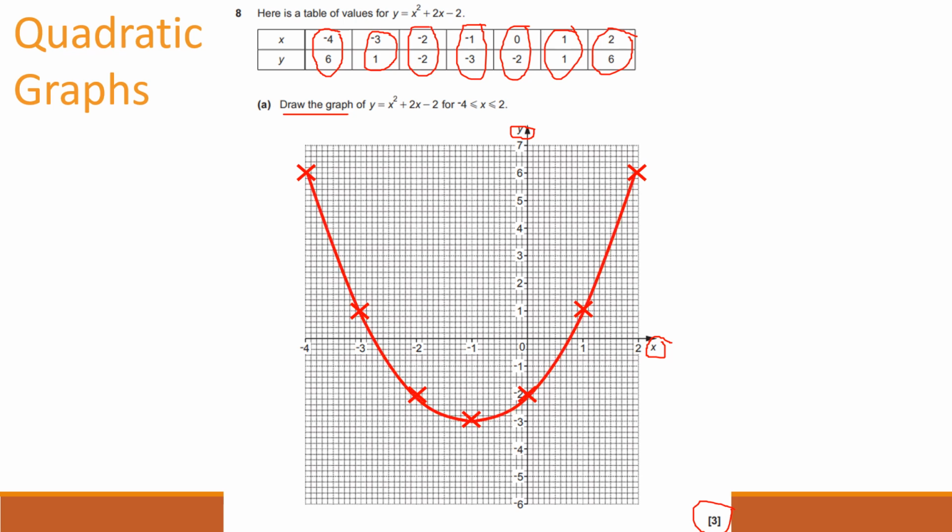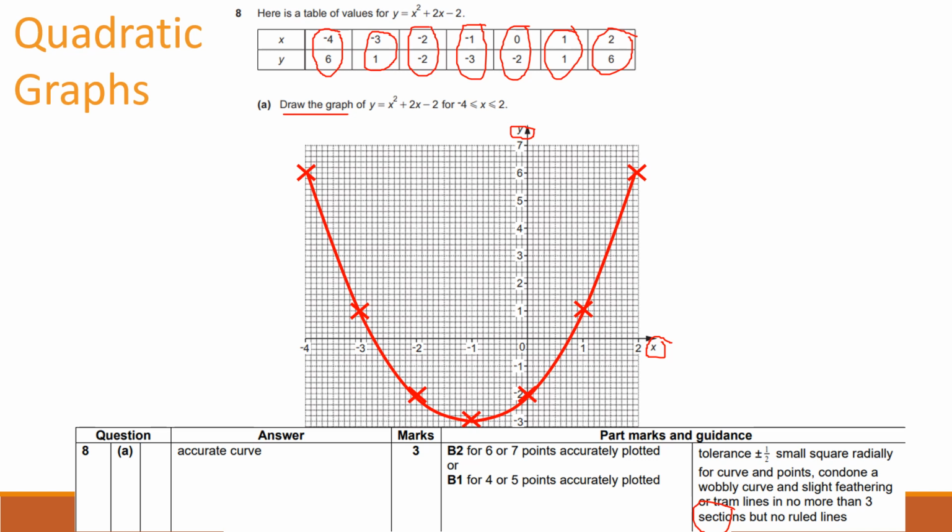Now this was worth 3 marks. So in the exam, you get a mark for doing the curve. You get 2 marks for plotting 6 or 7 of the points accurately, and 1 mark for plotting 4 or 5, and the last mark is for drawing the smooth curve. Quite an easy 3 marks to start with on this question. You do get a tolerance of half a square to start with, so you can be a little bit out on each of the squares, but please be as accurate as you can when you're plotting this graph.